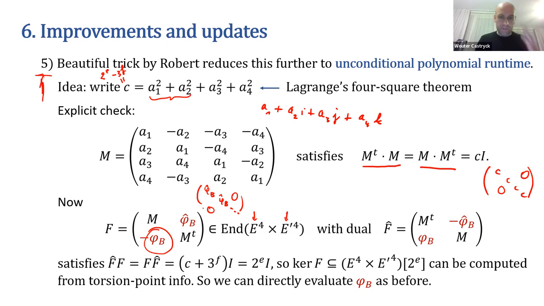Yeah. And Robert also has some constructive applications of all these ideas, for instance, about compact representations of high degree isogenies and so on. So this is really a nice paper to read. And this is the last thing that I wanted to say.